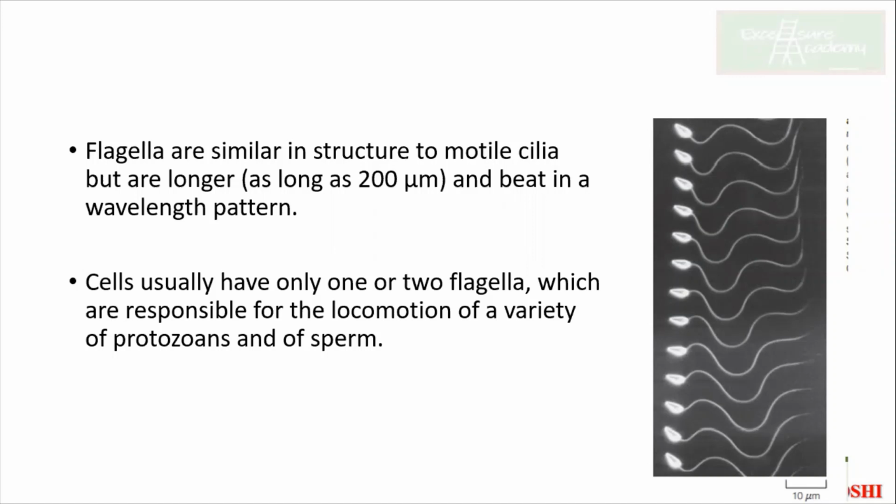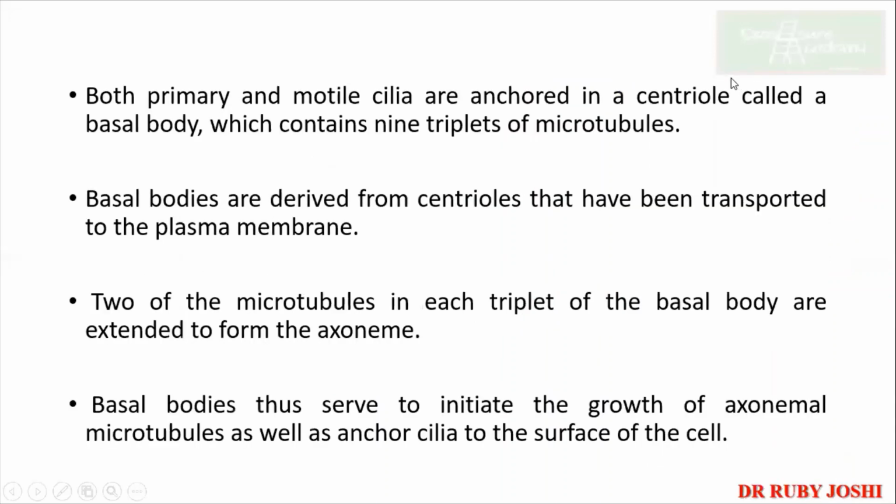Okay, what did we see for cilia? That it is back and forth, but in the case of the flagella it is a wave-like pattern. And that's what they have shown over here. If you notice, we make a wave-like pattern like this, right? In the same way, it is also moving. The cells usually have only 1 or 2 flagella, which are responsible for the locomotion of a variety of protozoans and of the sperm. So we'll go into detail on how cilia and flagella look.